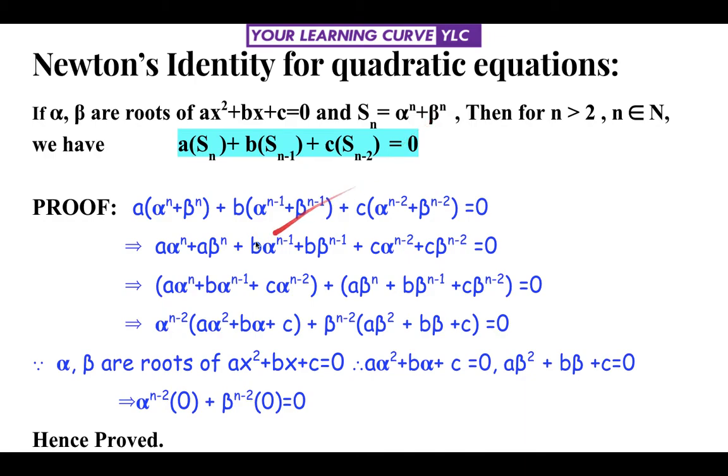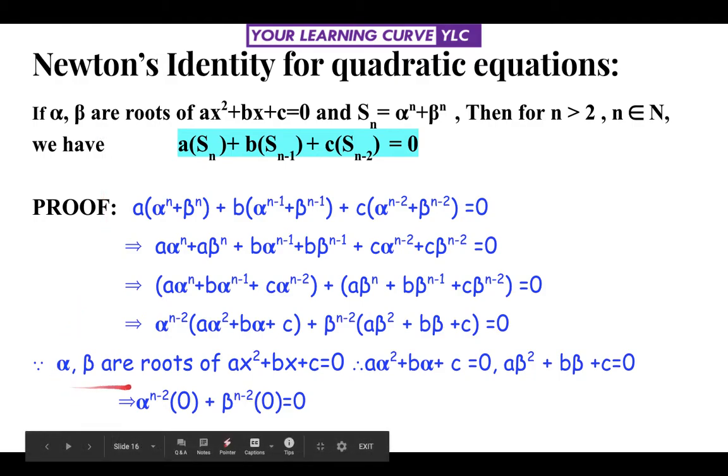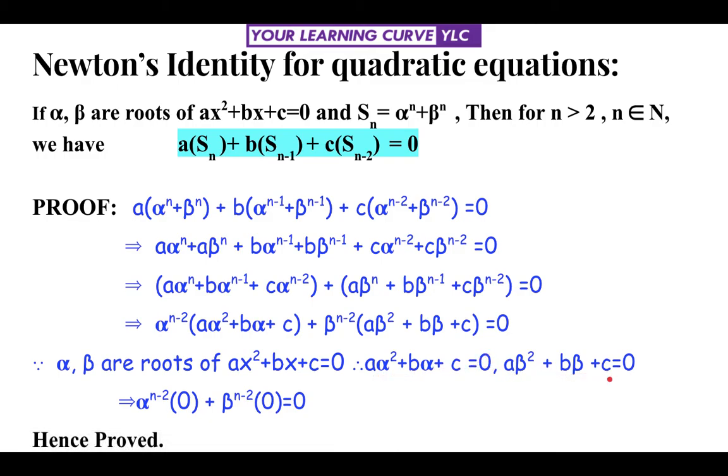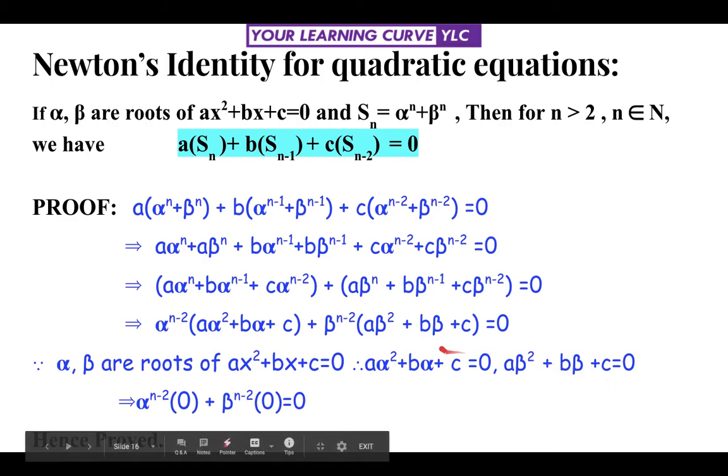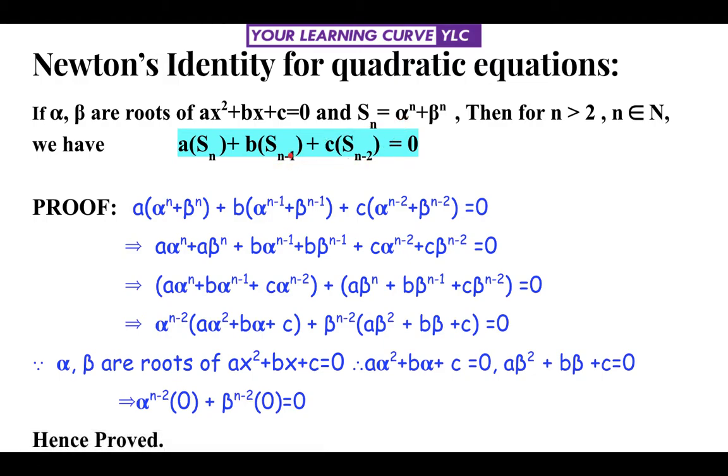Let us see the proof. The proof is, we know that this equation has roots alpha and beta, so it must satisfy this equation. Alpha and beta are roots of ax square plus bx plus c equal to 0. So, a alpha square plus b alpha plus c is equal to 0, and a beta square plus b beta plus c is equal to 0. We know this. So, we put the values of Sn, Sn minus 1 and Sn minus 2 in this equation.